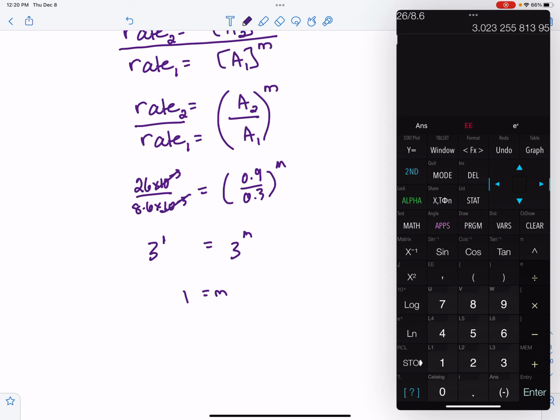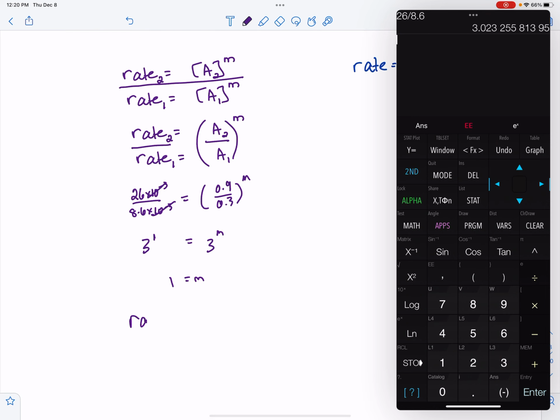Now, how could you write the final version? It's just rate equals k, A. And we usually don't put anything here. It's an understood 1, but just so that you can see, I'm putting a 1 there.